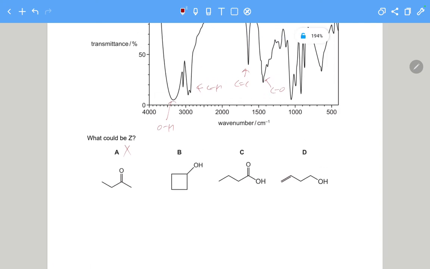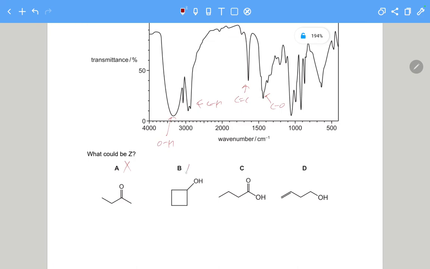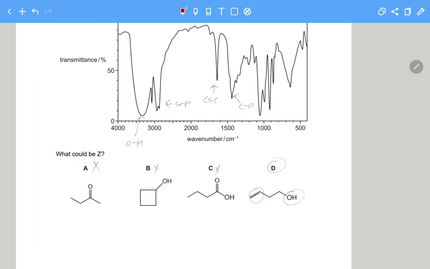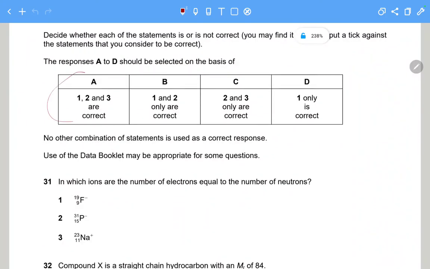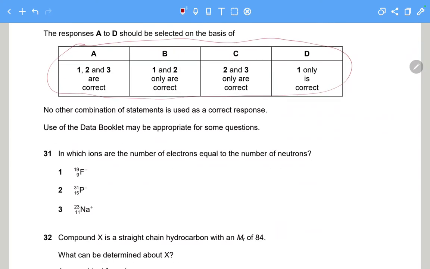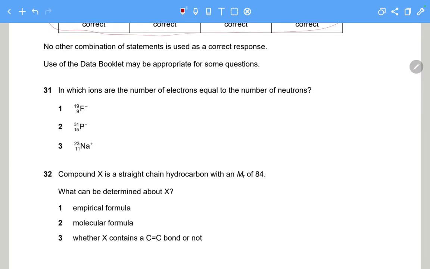It could be B, but again, there's no alkene, so it cannot be B. But if you look at C again, no carbonyl, so cannot be C. D has alkene, has OH. Let's go with this. Then we come to section B. Here are some rules that you use to answer the questions. I'm not sure if the structure is the same these days, but let's just solve these.